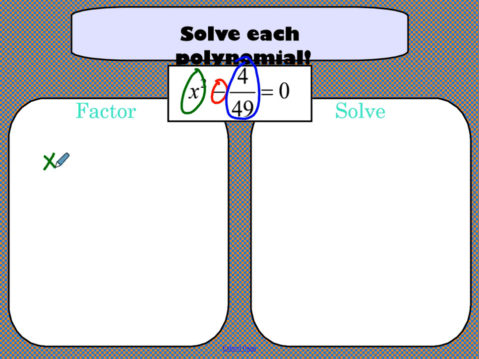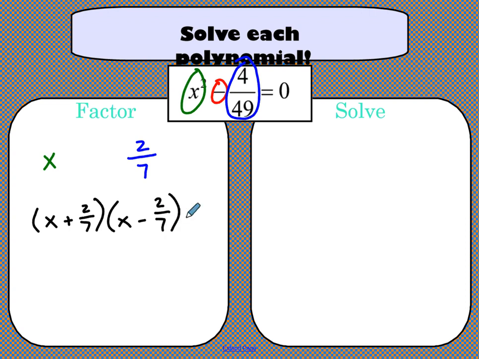So to do the factoring, the square root of x squared is simply x. The square root of 4 over 49, to do that, you just take the square root of the top and the square root of the bottom. So it's going to be 2, because the square root of 4 is 2. Square root of 49 is 7. So my final answer would be x plus 2 over 7 and x minus 2 over 7.